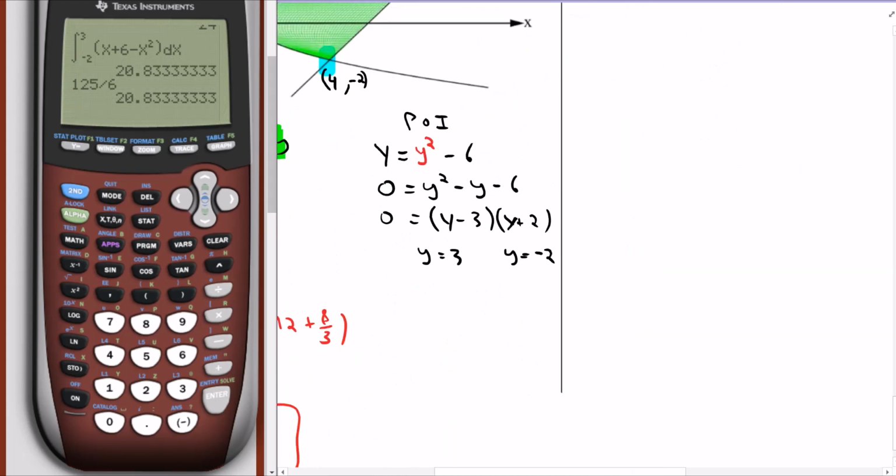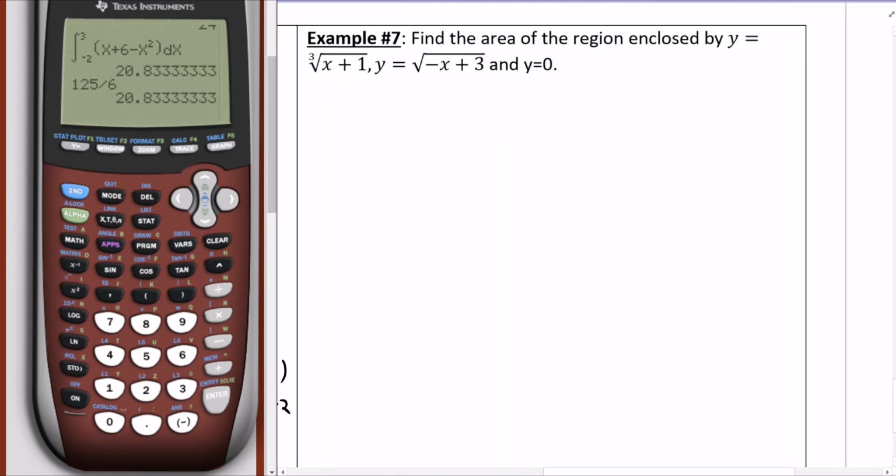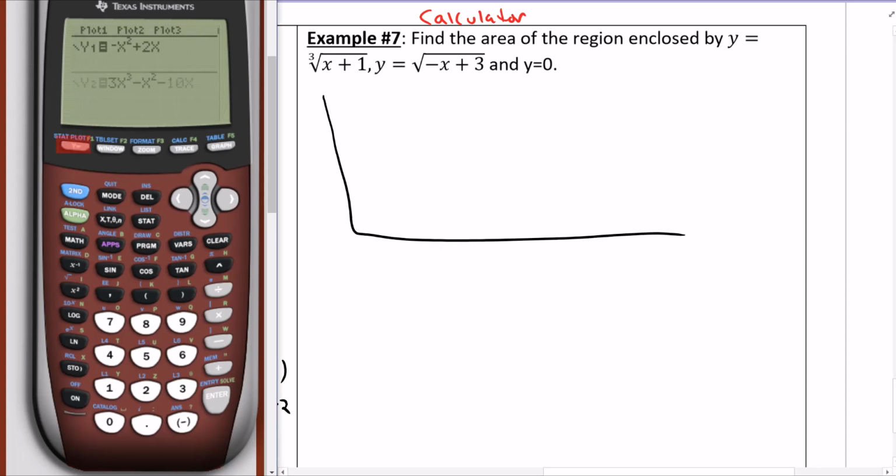Okay, last one. We want to find the area of the region enclosed by y equals the cube root of x plus 1, y equals the square root of -x plus 3, and y equals 0. This is a calculator problem, right? It didn't say it here, but this is calculator allowed. The first thing I want to do is sketch a graph because I want to see what this looks like. So let's go to our graphing calculator and let's have it help us sketch a graph.